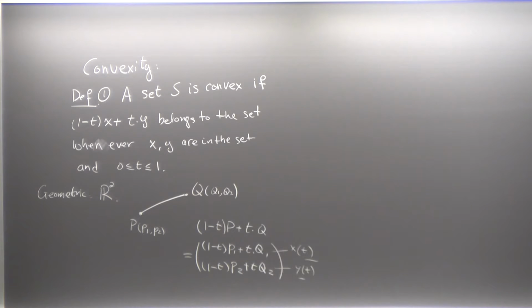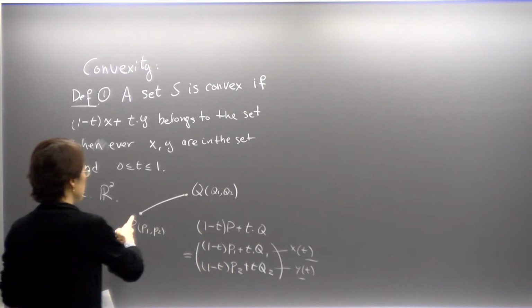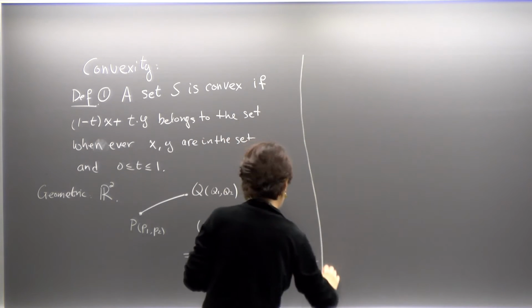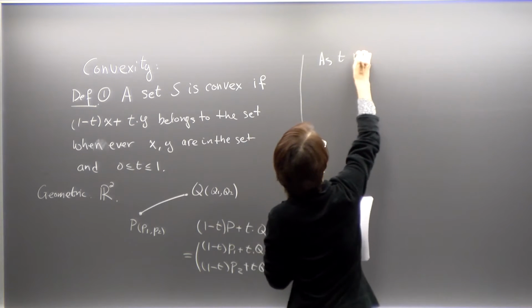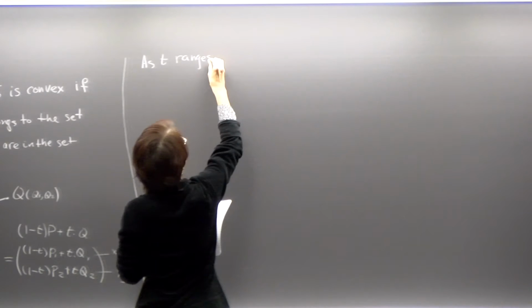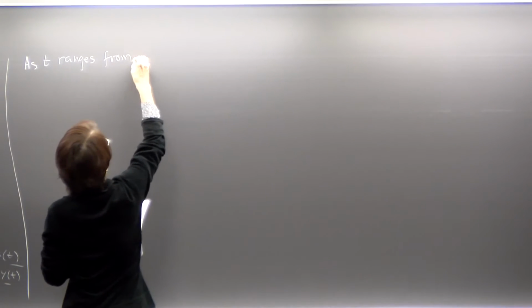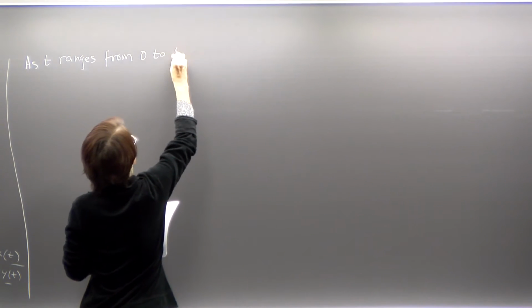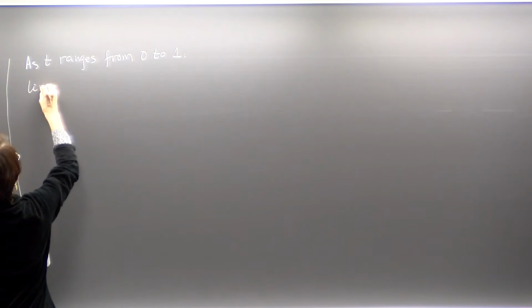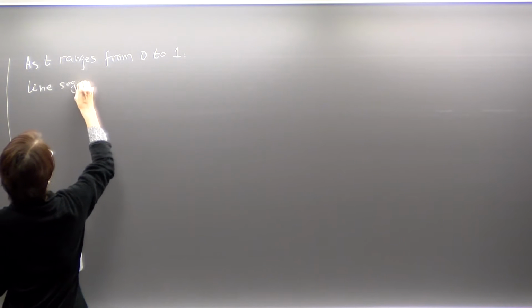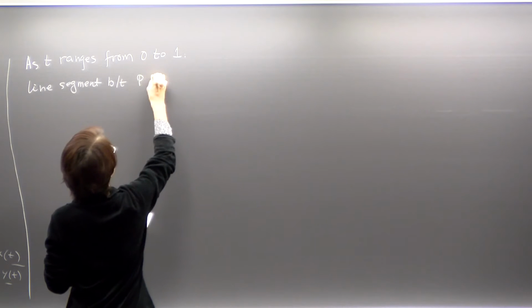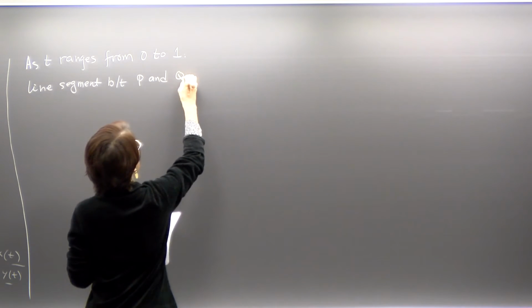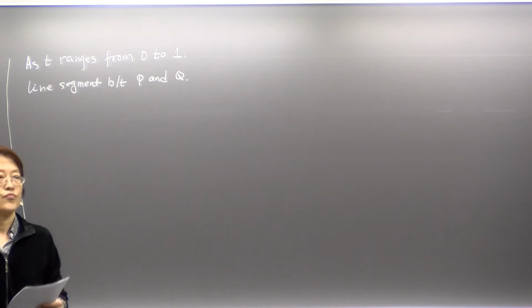Is that clear? So this actually gives me, let's write out, as t ranges from 0 to 1, what do I get? And this actually forms the line segment between p and q, between the 2 points that I am connecting.